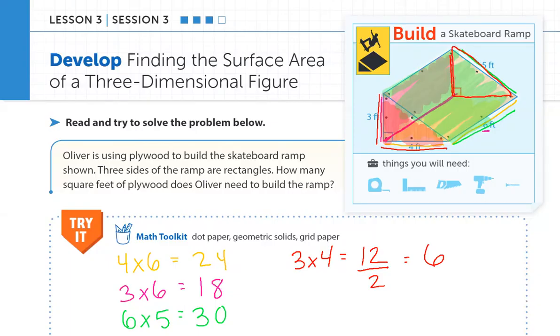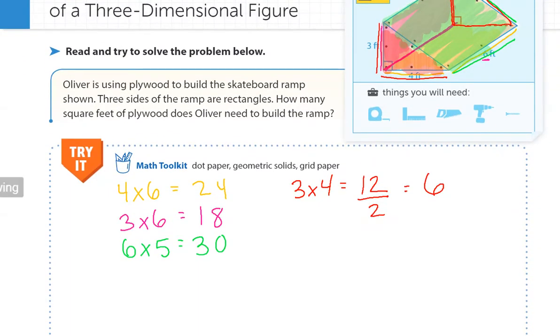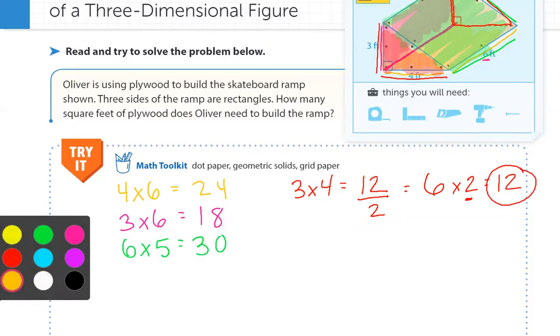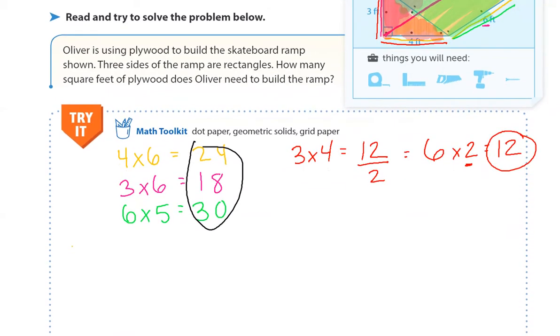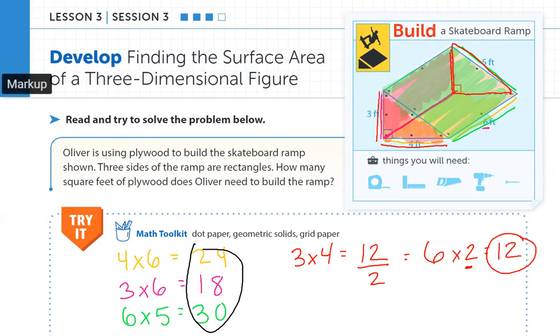That's going to be the same size, so I can just do that again. Times 2. We're back to 12. So that's the two different triangles. So 12, and add all of these with it. And that'll give us the area of the full figure, which is called the surface area.